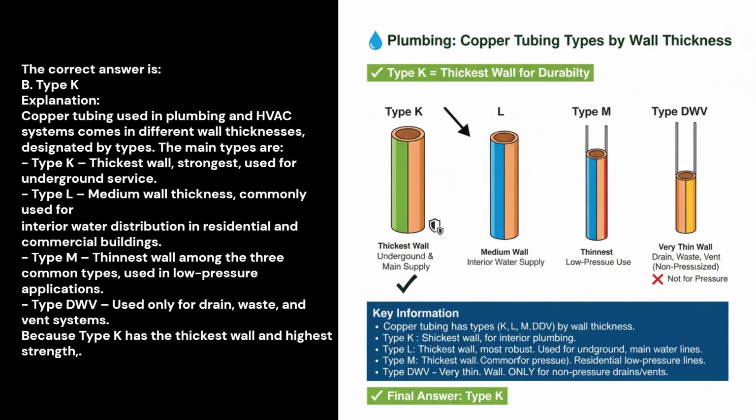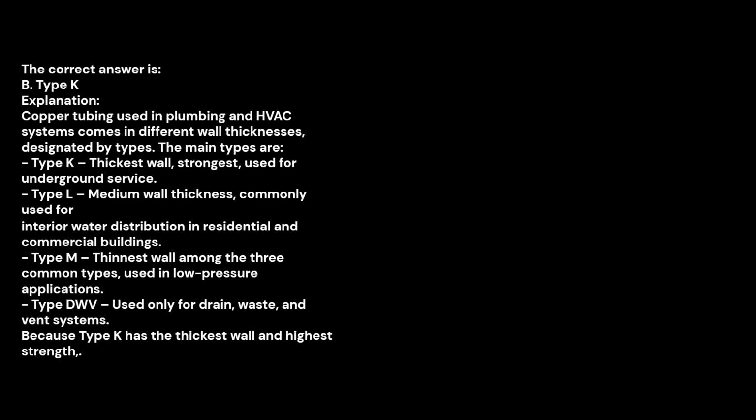Type M, thinnest wall among the three common types, used in low-pressure applications, often in residential settings where allowed by code. Type DWV, used only for drain, waste, and vent systems, not pressurized. It has very thin walls and is not suitable for water supply. Because Type K has the thickest wall and highest strength, it is the correct answer. Answer, B. Type K.